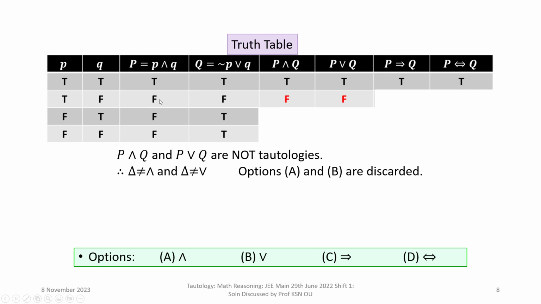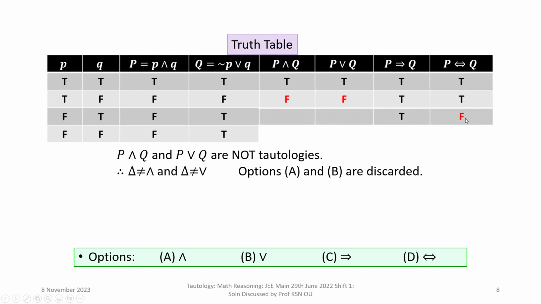Now F implies F, T. F implies and implied by F, T. No problem. Both T's have come. Now next. F implies T, T. F implies T, implies and implied by T is F.